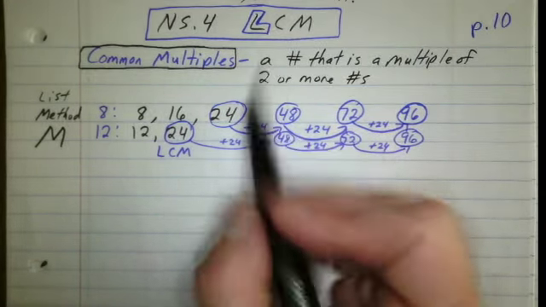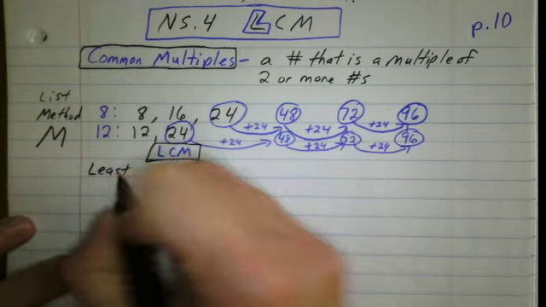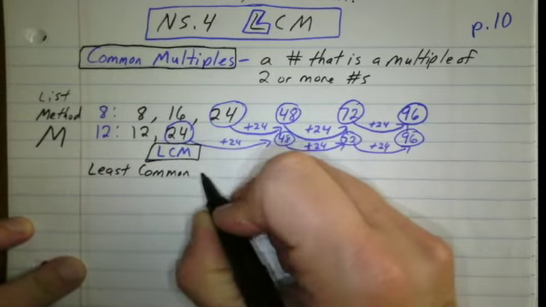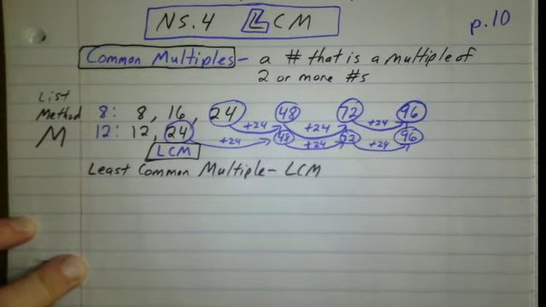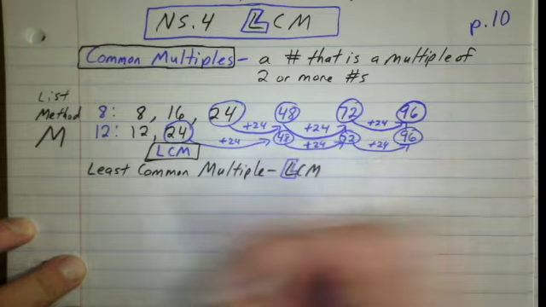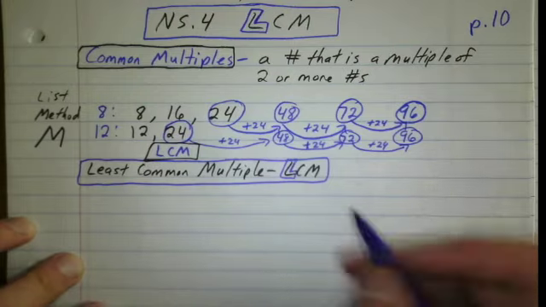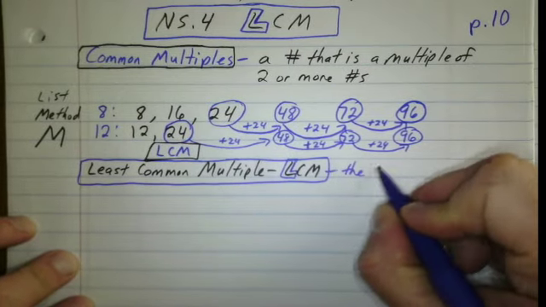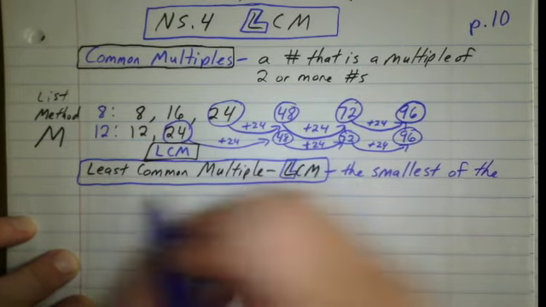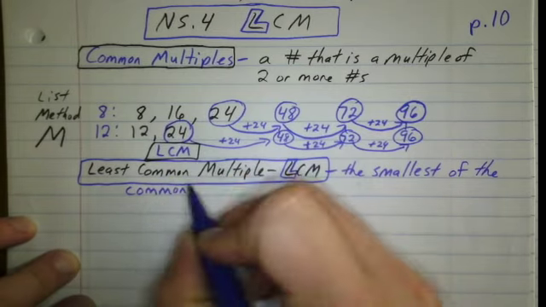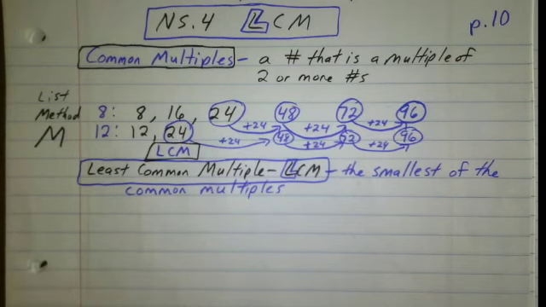So what is this standard? This standard is talking about least common multiple. Well, the least common multiple, or the LCM as I like to abbreviate it, and I like to put a box around that L because that's what you're going to do in the ladder method in a moment. Of all the common multiples that they share, which one's the smallest? So it would be the smallest of the common multiples.